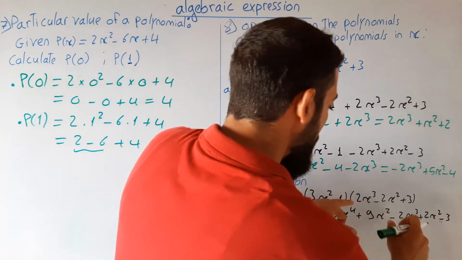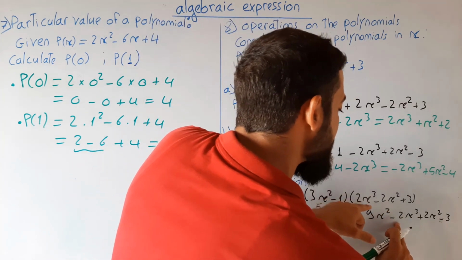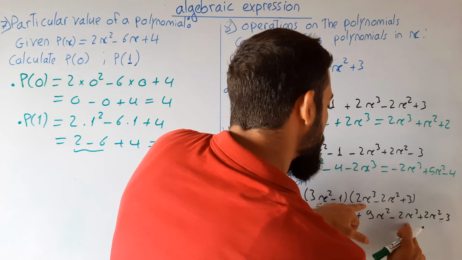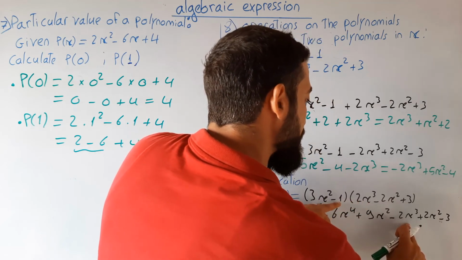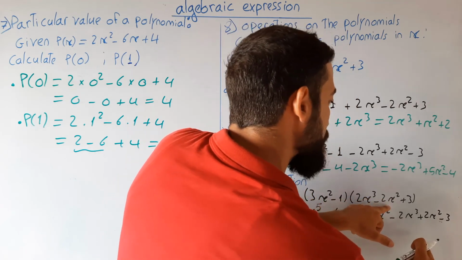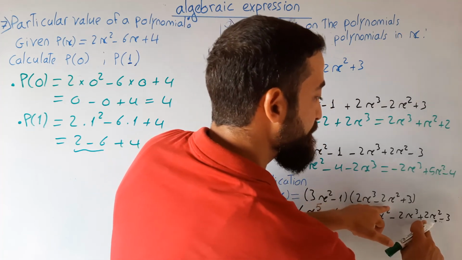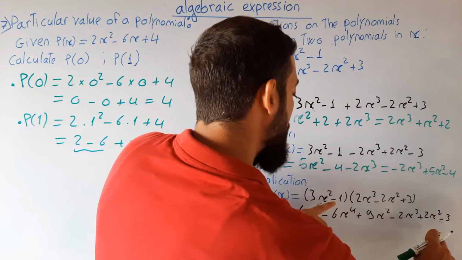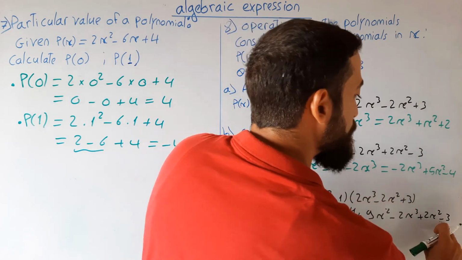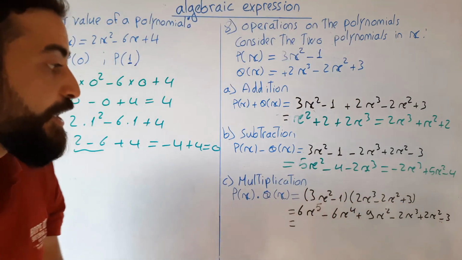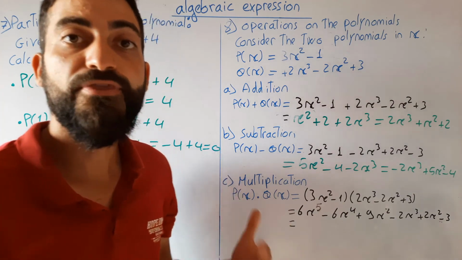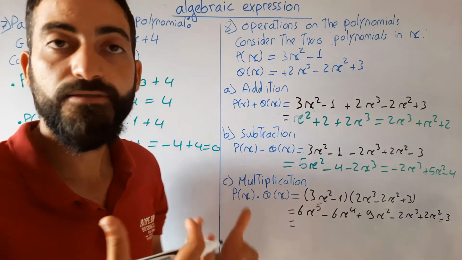Minus 1 times 2x^3 equals minus 2x^3. Minus 1 times minus 2x^2 equals plus 2x^2, because minus times minus is plus. Minus 1 times plus 3 equals minus 3. We reduce, if possible, the similar terms.